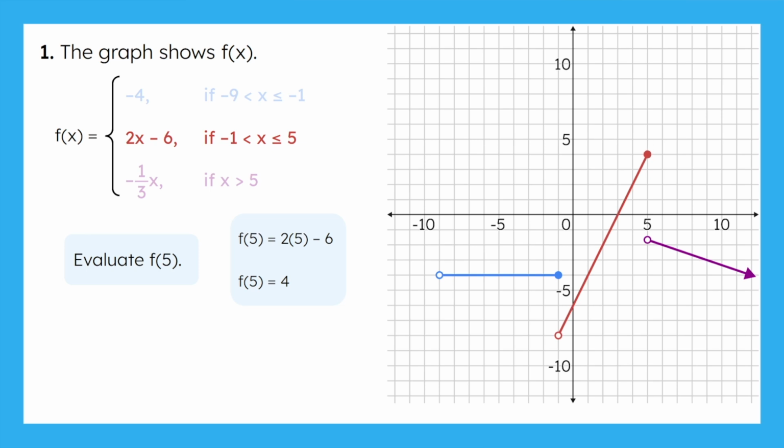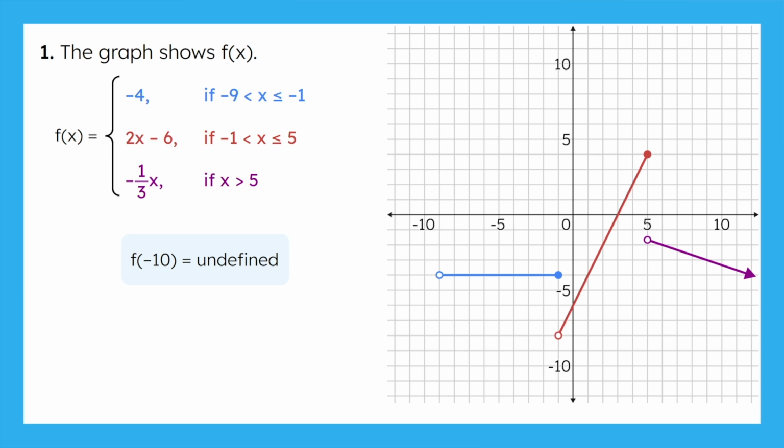We can also use the function to determine if certain values are undefined. Earlier, we found that f of negative 10 is undefined because the graph doesn't exist when x equals negative 10. Using the function, we can come to the same conclusion because negative 10 is not included in any of the intervals for this function.